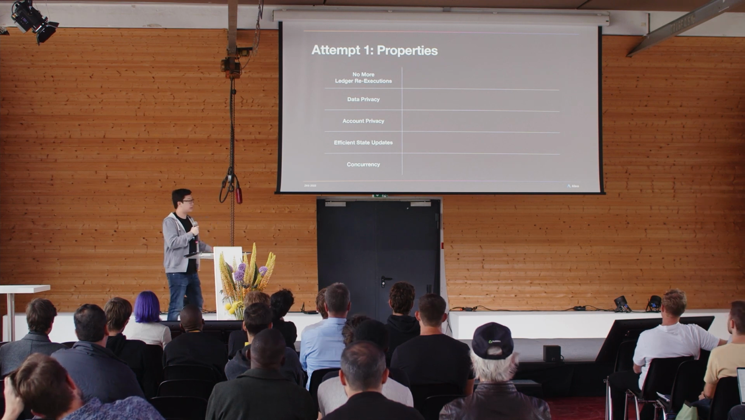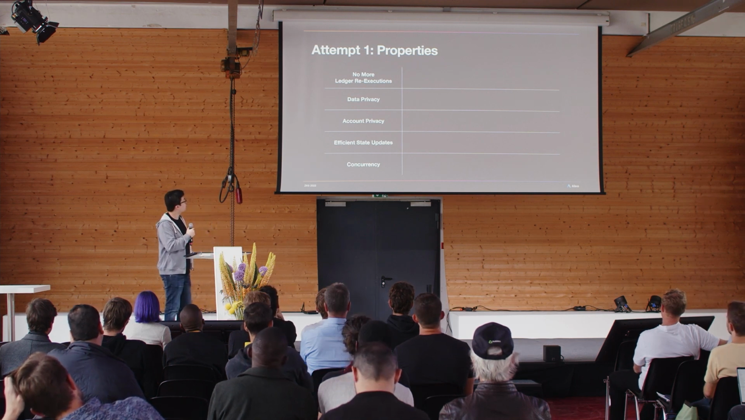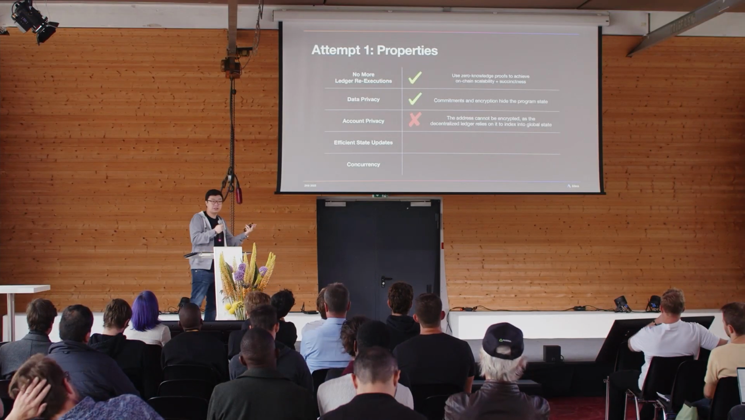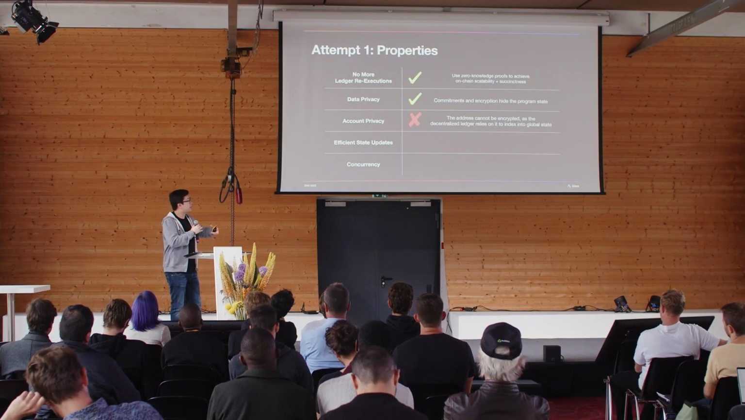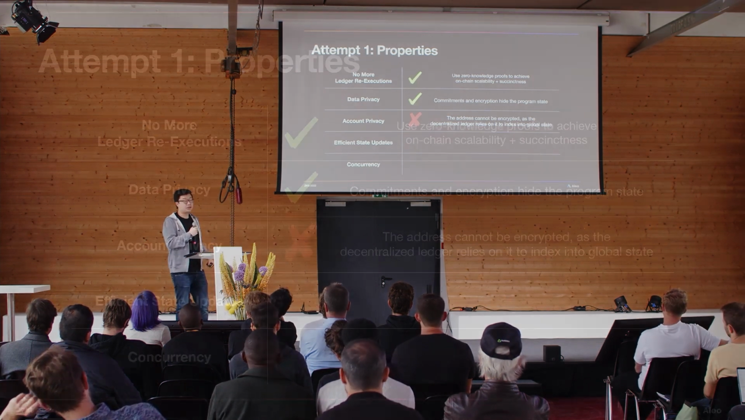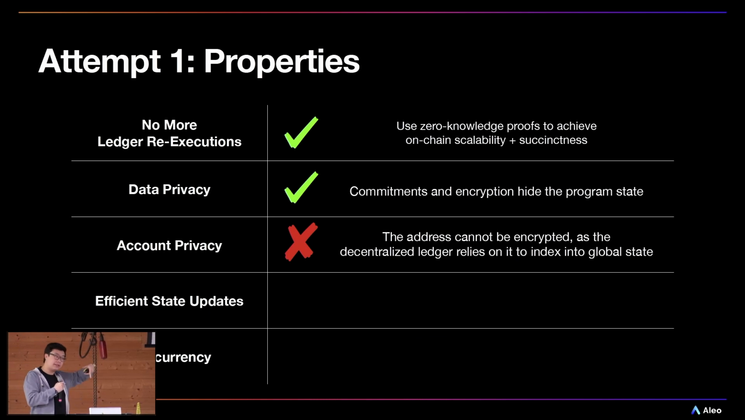So let's analyze the properties more concretely. The first is that we have no more ledger re-executions. Why? We use a zero-knowledge proof, and with the zero-knowledge proof, we're able to achieve scalability and succinctness. The second thing is that we achieve data privacy. As we said, there's no account privacy, but we do have data privacy because we're using commitments and encryption to hide program state itself. But as we just said, the address can't be encrypted because in the account model, you're indexing by address. And so the ledger fundamentally relies on it to index into global state.